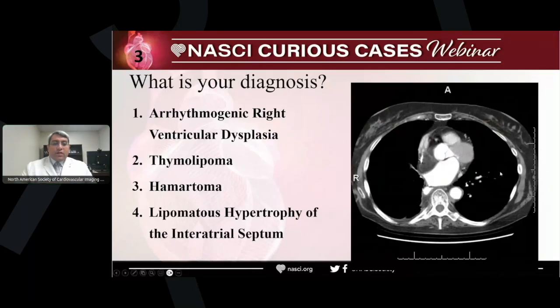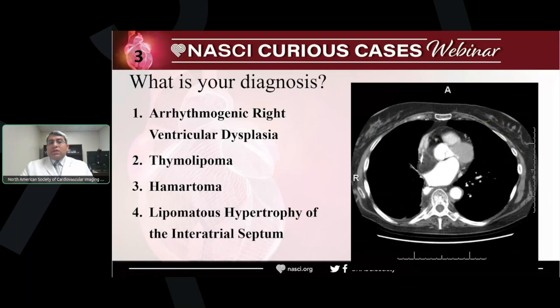Thank you. So there is lipomatous hypertrophy of the interatrial septum. As you can see, the interatrial septum is much thickened, and it has fatty signal intensity. And the thickening we are looking for is 2 centimeters and above, or 20 millimeters and above.